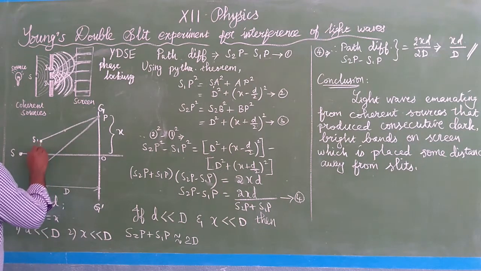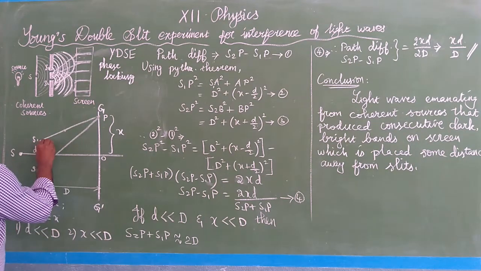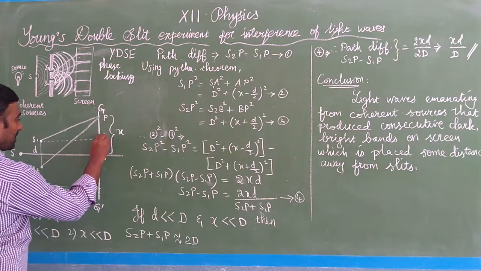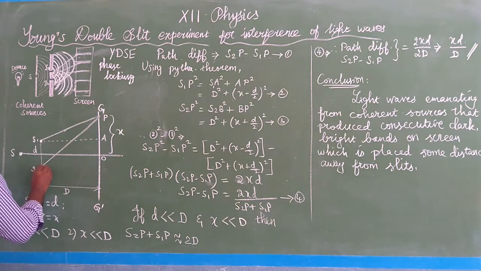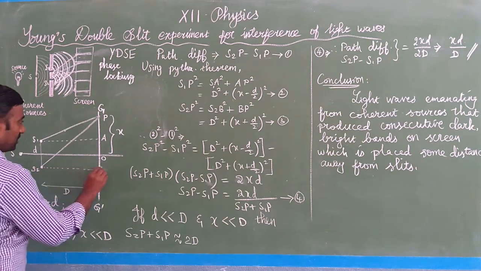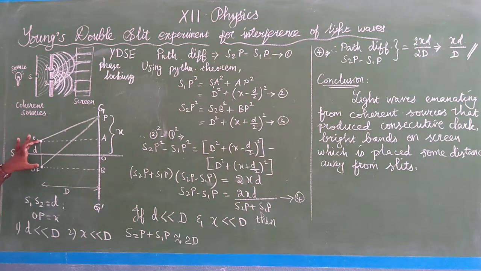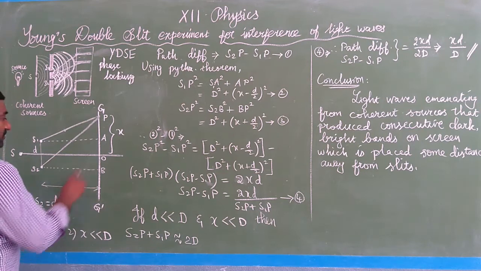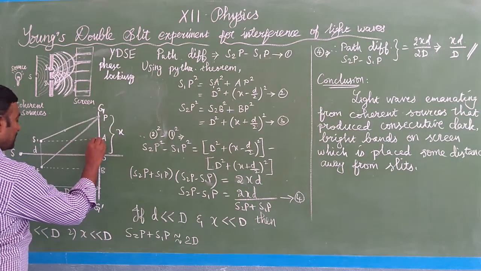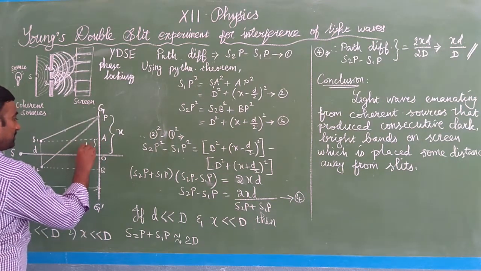So draw a line parallel to the actual path. It meets at a point A. Similarly, from the second slit you draw a parallel line to the screen. It meets at a point B. So the distance between the two slits is small d. From the original path, this point A to O is d by 2.